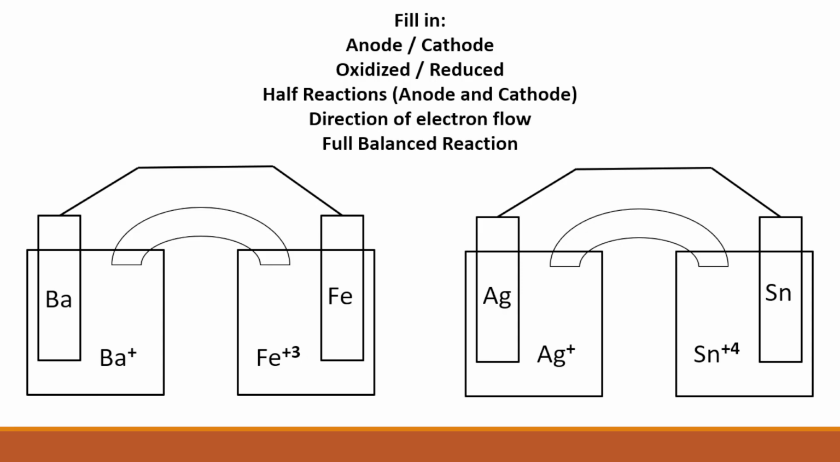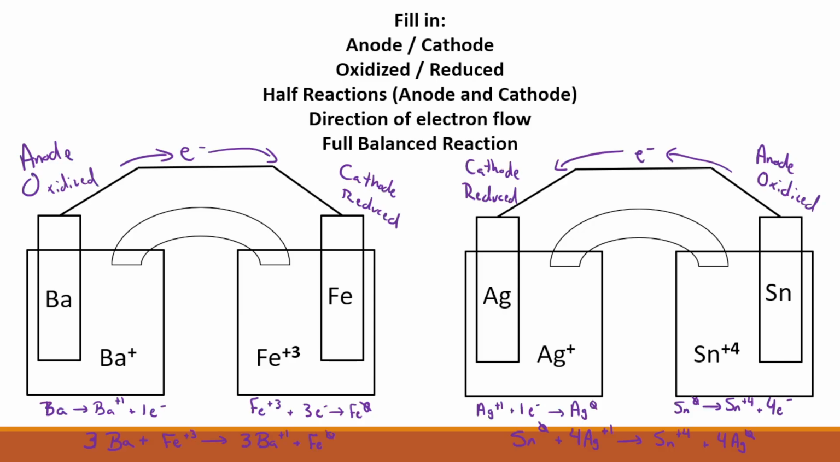In order for you to do this, you must use Table J. Table J is going to tell you which one is the anode and which one is the cathode. But you have to look at it in order to know. Pause the video here and get started. Okay, so let's look at some answers here. When everything gets filled in, we get answers that look like this.